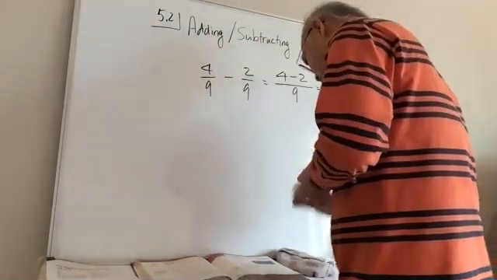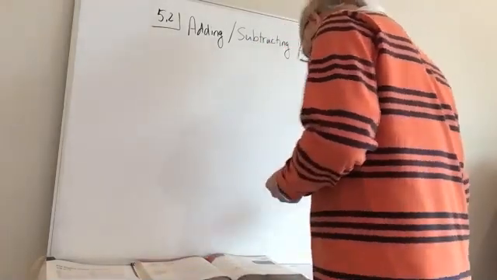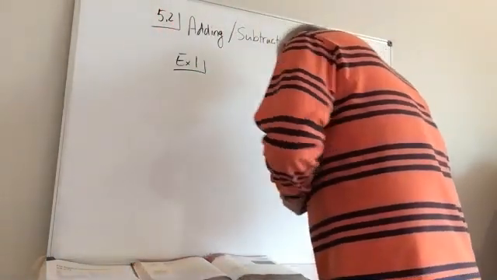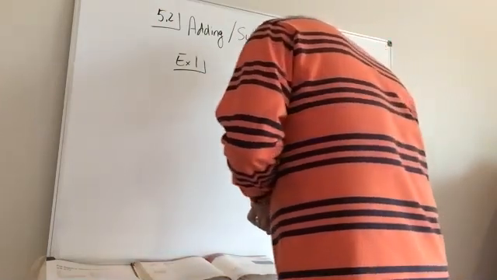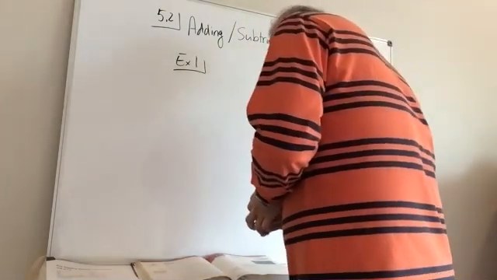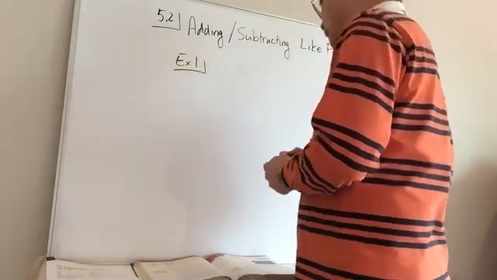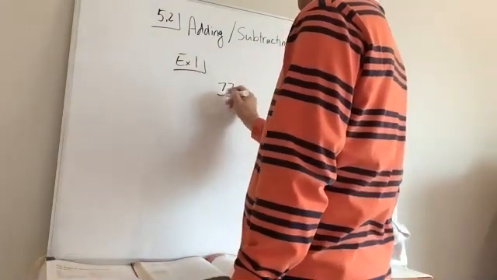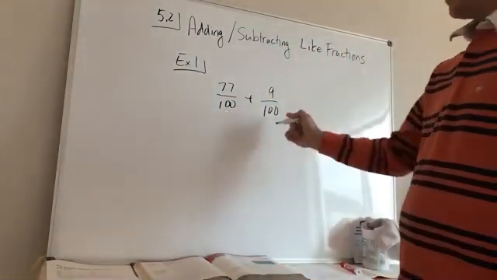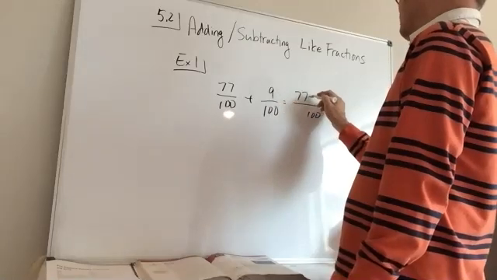Example number 1, we're going to use the astronomy problem there on the top of page 229. It says, one night, 77 over 100 of the moon's visible surface is illuminated. The next night, an additional 9 over 100 is illuminated. So what is the fraction of the moon's visible surface illuminated on the second night? So it's basically going to be 77 over 100 plus 9 over 100, right? Again, they are like fractions.